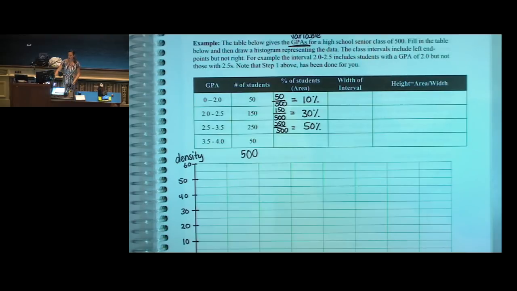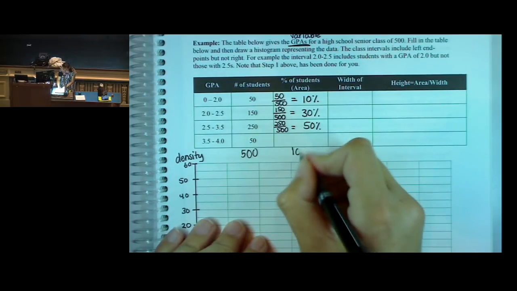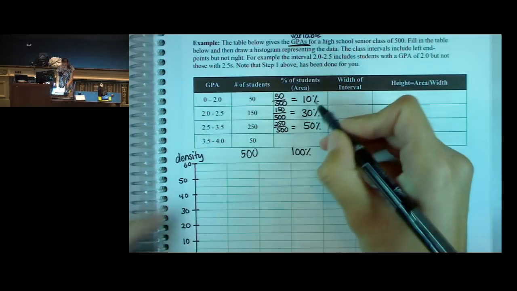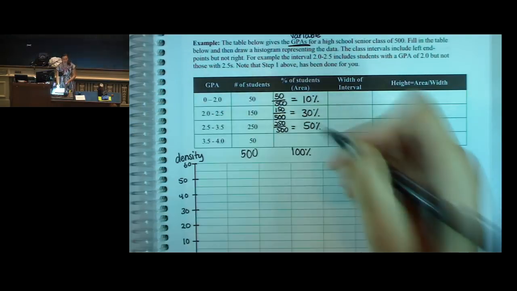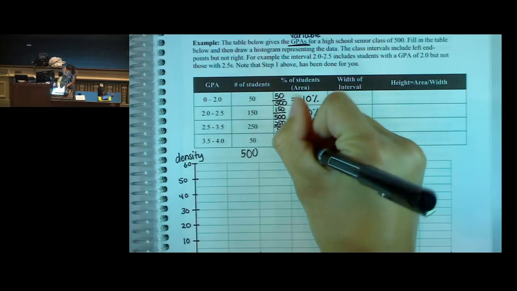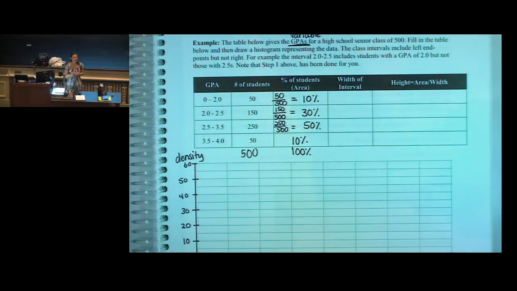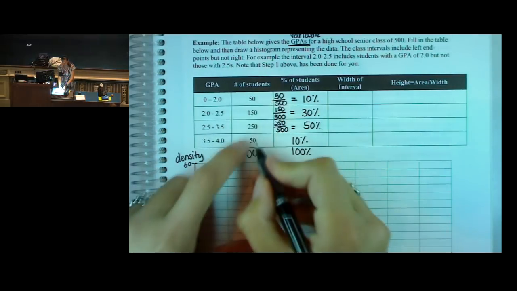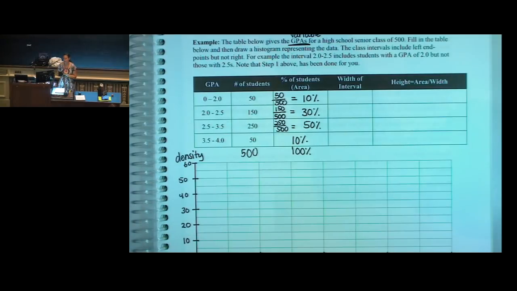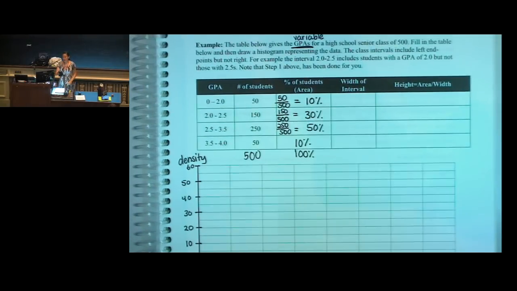And then the last one, I know my total area has to be 100%. So what do I have so far? 10 plus 30 plus 50, I have 90%. So this one's got to be 10%, right? Or I could take, again, 50 out of 500 is 10%. Same thing. So I have the area.